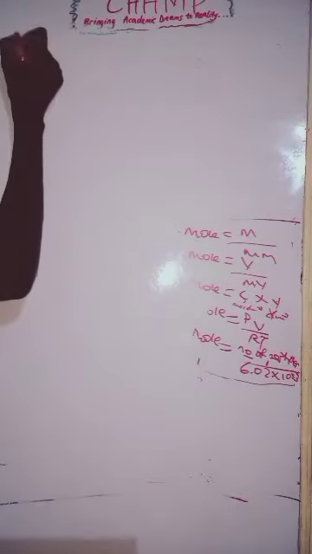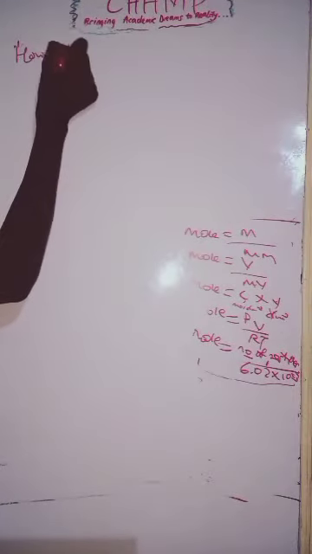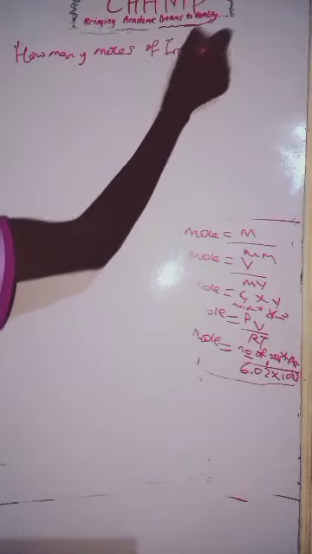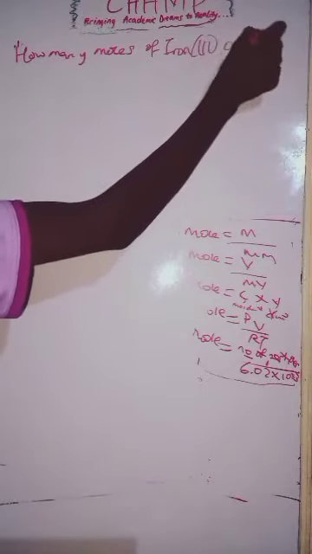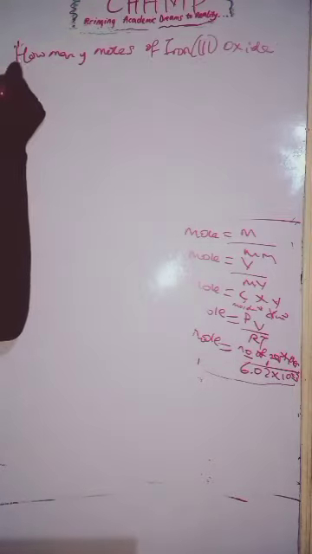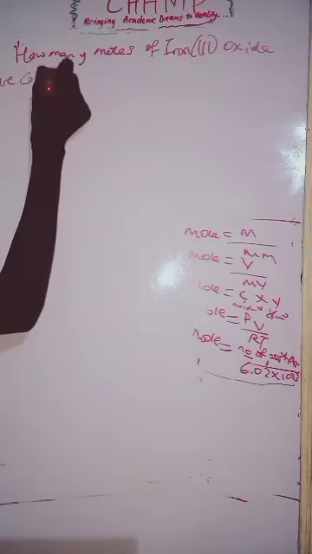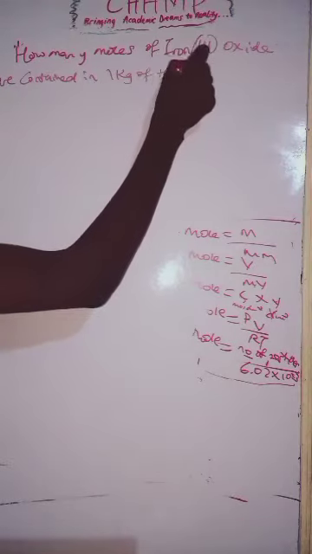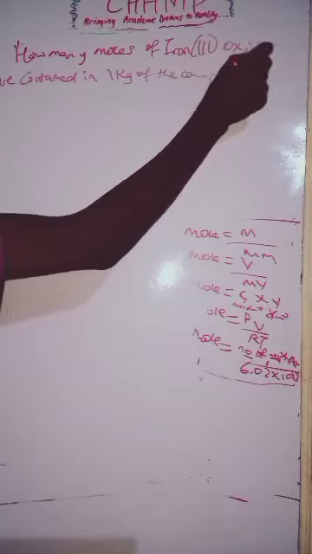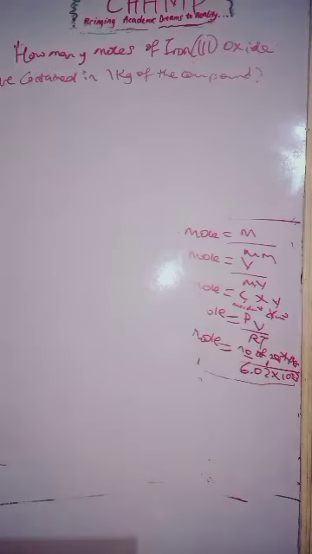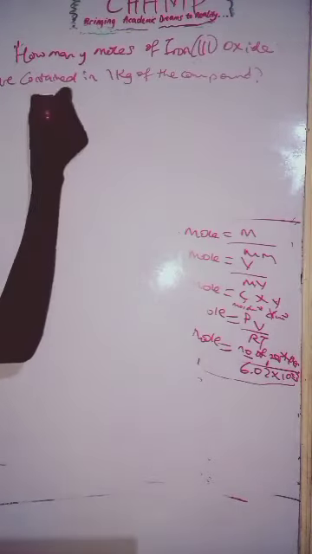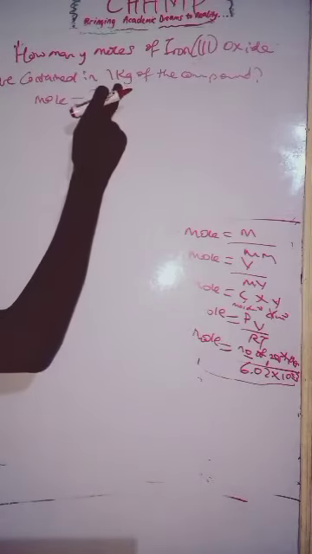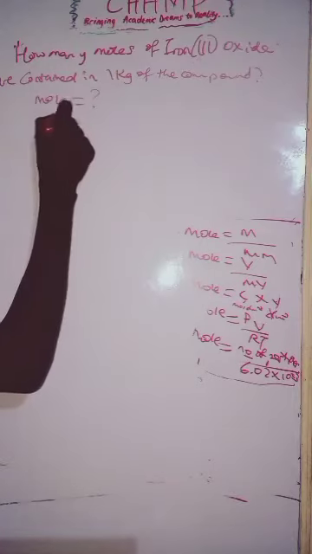How many moles of iron(III) oxide are contained in 1 kilogram of the compound? Yes, let's solve it now. You are looking for your mole of iron(III) oxide. So this is your mass, 1 kilogram.